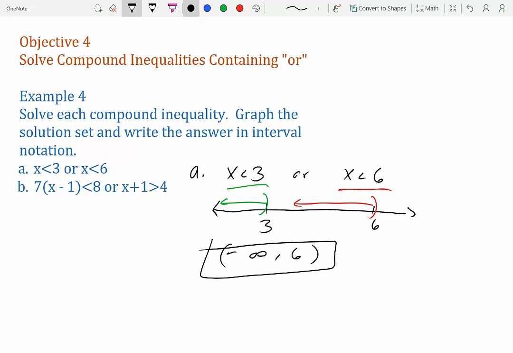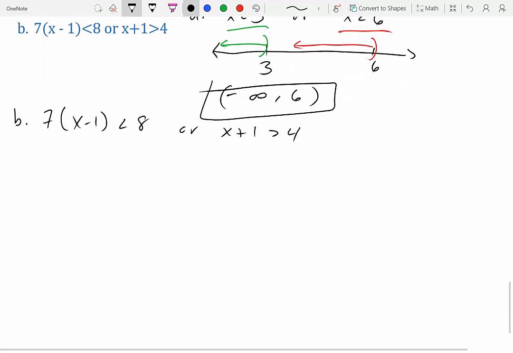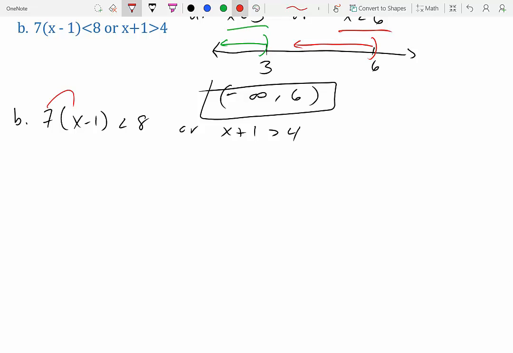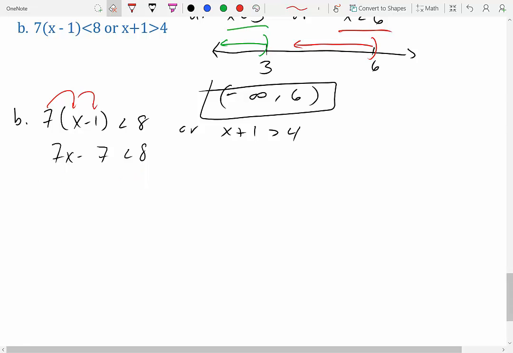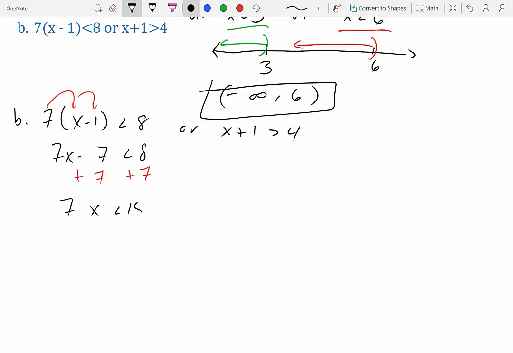Alright, last one. So we have 7 times (x minus 1) is less than 8, or x plus 1 is greater than 4. So we distribute. We have 7x minus 7 is less than 8. Subtract 7x. Nope, sorry. Add 7. It happens. So we have 7x is less than 15.